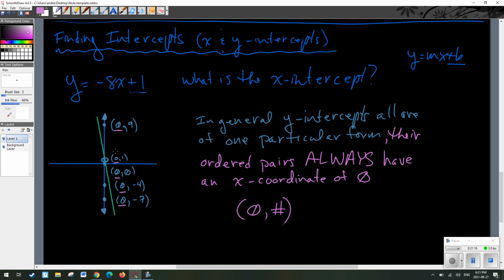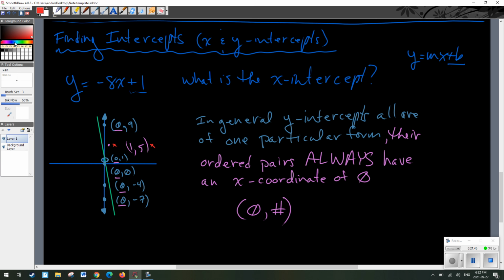Hopefully that makes sense to you, because if the x-coordinate was anything other than 0, so imagine you're like, oh, my y-intercept has coordinates of 1, 5. Well, that would be over 1 and up 5. It wouldn't actually be on the y-axis. So that one just flat out does not qualify. It does not meet the criterion of being a y-intercept.